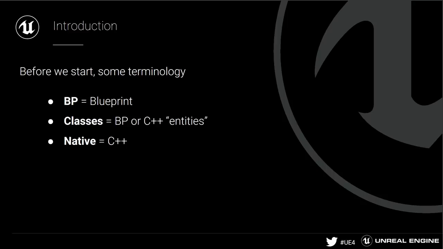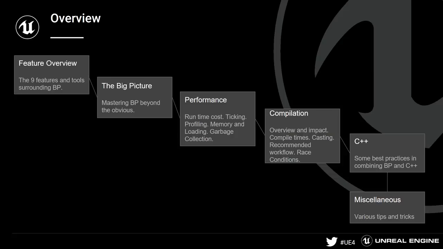And just before we start, just to make clear, BP means blueprint. Obviously, classes means either blueprint or C++ entities, right? And native is equal to C++. So we're going to switch those terms around so everyone's aware. Lines mean break of subject. And so this is what we've got.